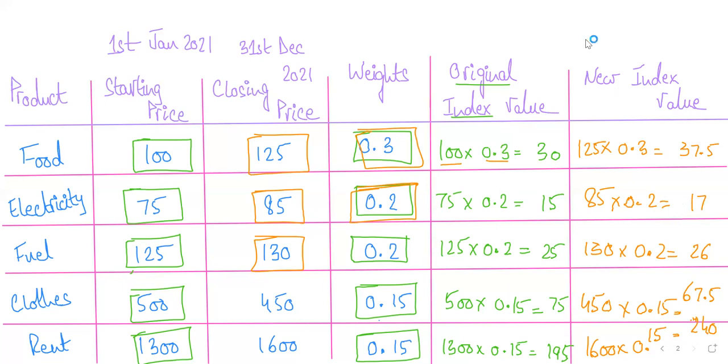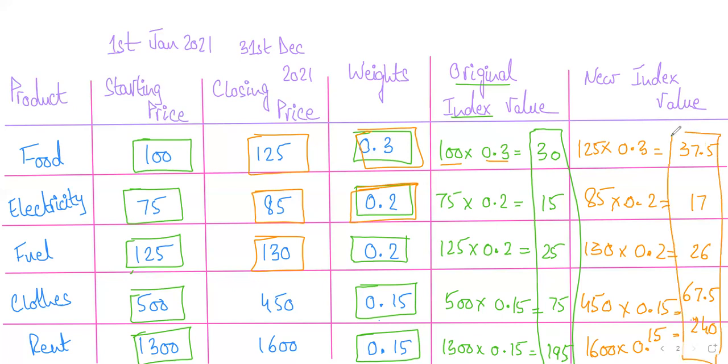Now, the only thing that you have to do next is to add up the final values in this column and similarly add up the final values in this column, because that will give us one index number. So you add 30 plus 15 plus 25 plus 75 plus 195 to calculate the original index number. And then when you add up 37.5 plus 17 plus 26 plus 67.5 plus 240, that will give you the new index value. Students, is it making sense? So you are getting 340 and 388.